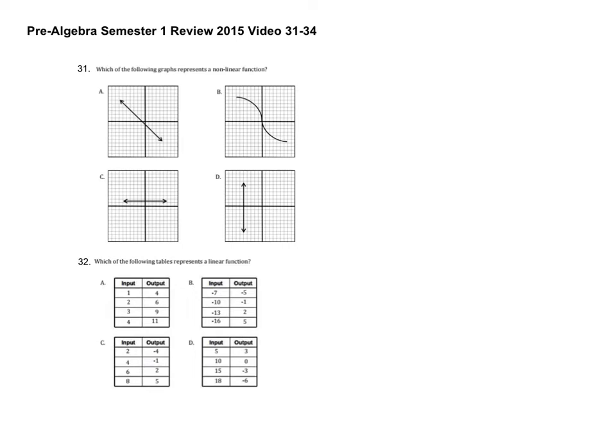Question 31 asks which of the following graphs represents a non-linear function. So non-linear means not a line. So we look at these four. Which one of them is not a line? That's B.